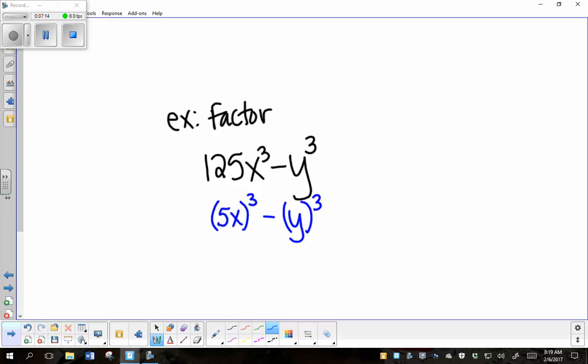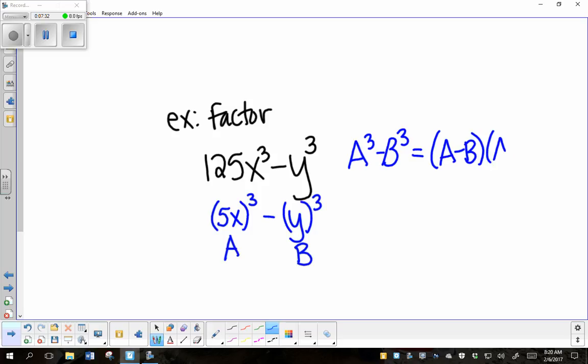So now I can see I have a difference of cubes here. My a is 5x, my b is y, and here's my formula in case we don't know it yet. If I have something cubed minus something cubed, a difference of cubes, that's going to factor into a minus b times a squared plus ab plus b squared. Again, that's from that green box in the beginning that we've got to memorize. So I'm just going to be plugging in my a and b now. So a minus b, that's 5x minus y.